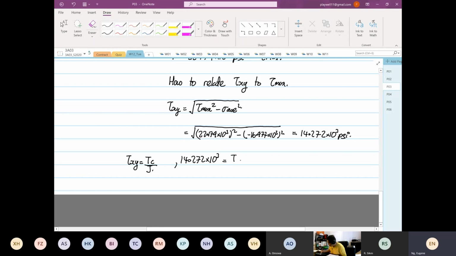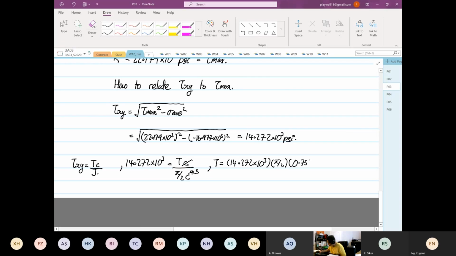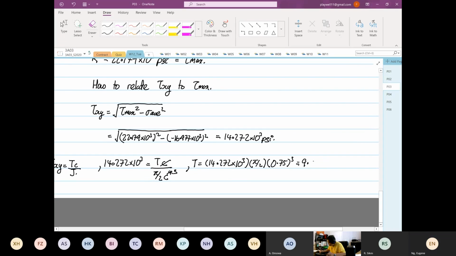We want to find what's our torque. So this J is pi over 2 times C to the power 4, and you cancel this with C, leaving C to the power 3. So therefore, the torque will be equal to 14.272 times 10 to the power 3 multiplied by pi over 2, and then multiplied by the radius, cubed. So this is 14.272 times 10 to the power 3 times pi divided by 2 times 0.75 to the power 3, which is equal to 9.458 times 10 to the power 3 pound inch.